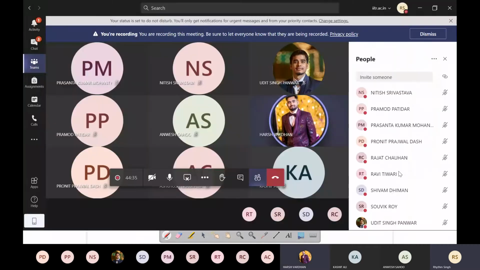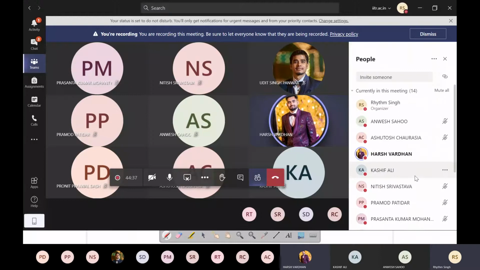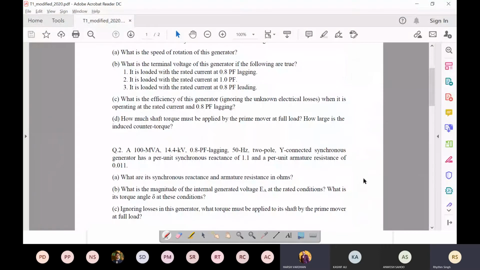Sir, can you please show the question once again? Is that Harshvardhan? Yes, sir. In the question it is given that the Y connected synchronous generator has a per unit synchronous reactance. Sir, what does per unit mean?